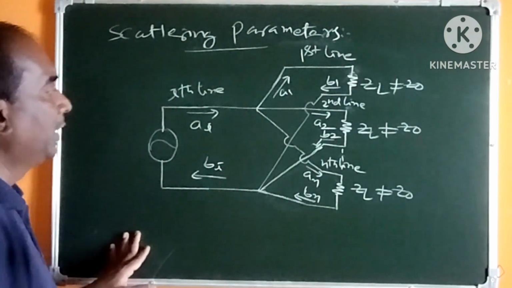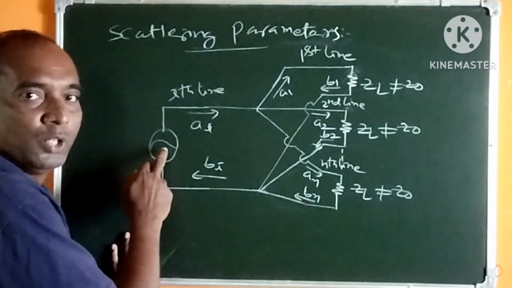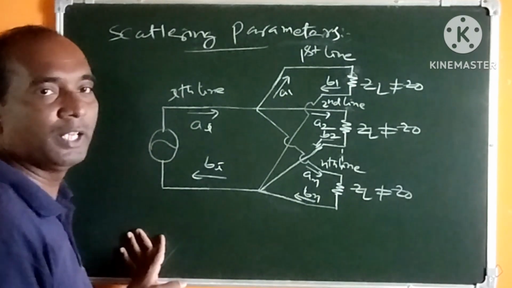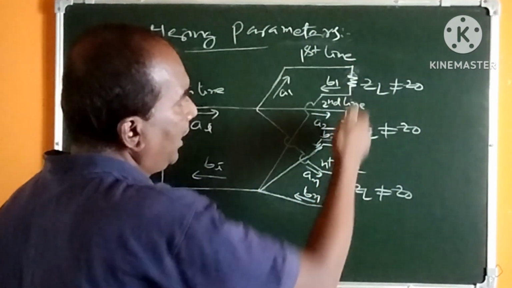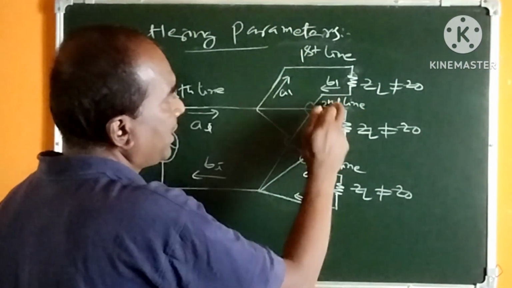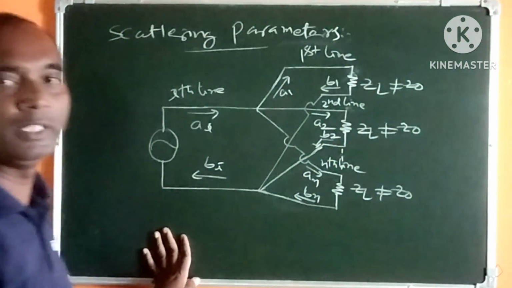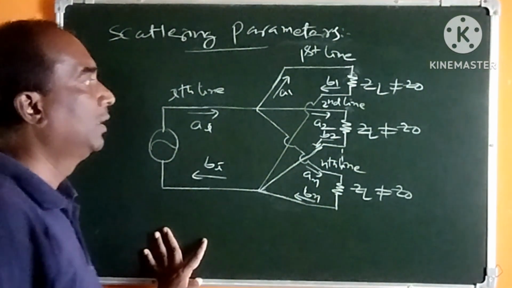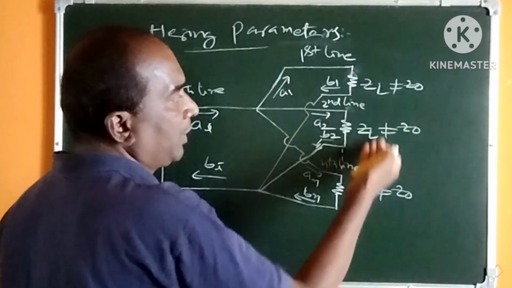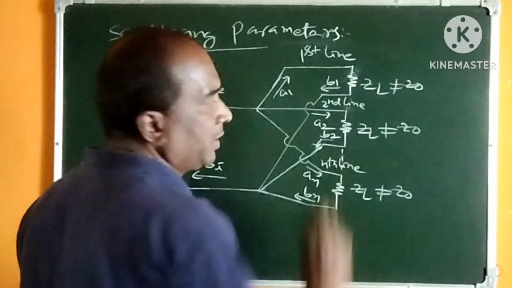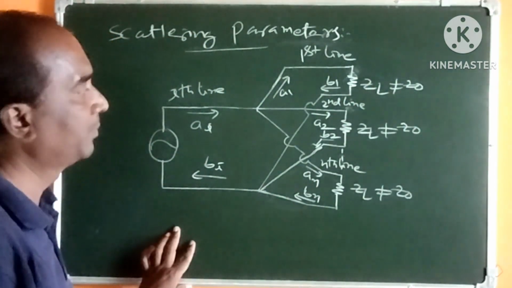Consider a source, input line, input port. It is connected to the ith line. It has n number of lines: first line, second line, third line, fourth line, etc., nth line. They are connected with load impedance. ZL is the load impedance, Z0 is the characteristic impedance.